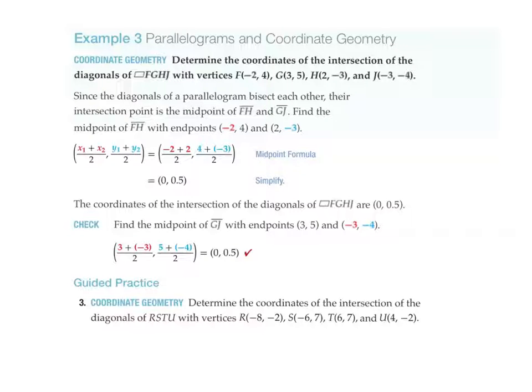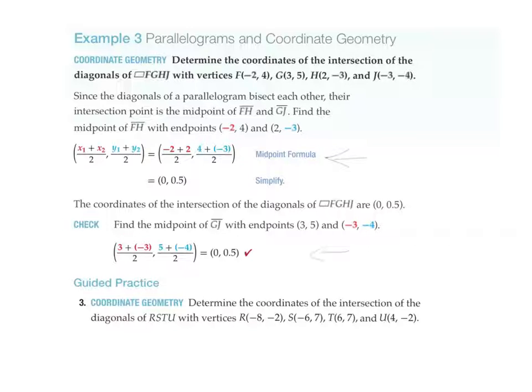Okay, that's a typical type of exam question. Parallelograms, don't forget the diagonals of a parallelogram bisect each other. So therefore the midpoint of both the two diagonals must meet at the same point. They must have the same coordinates. And then obviously, as you can see from example 3, what they're doing is finding the midpoint twice.